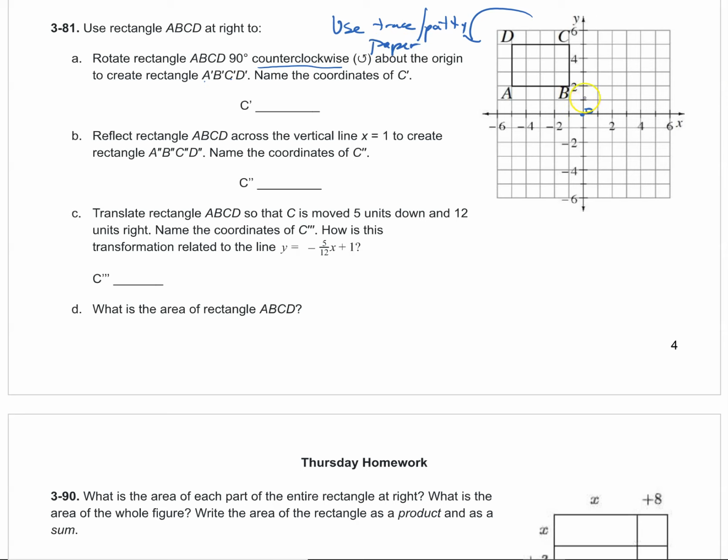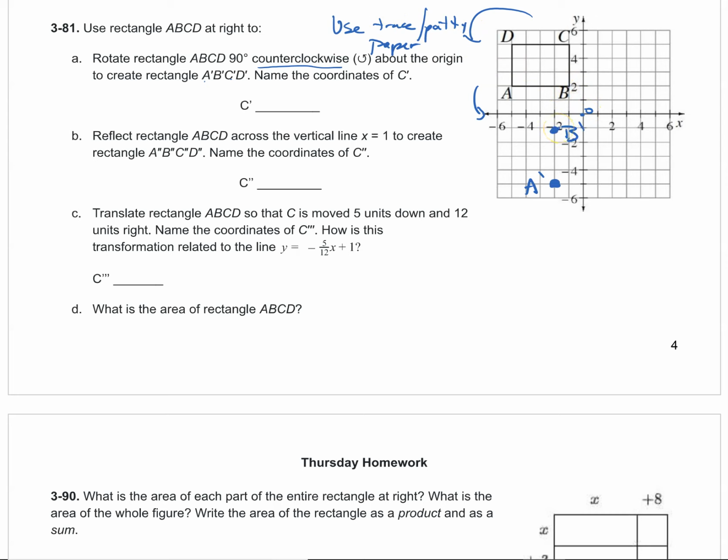Alright, so let's start in alphabetical order. A, we're using patty paper, we're coming this way, 90 degrees. So, what is our final result? That's going to be A prime. Same with B. We're using our trace paper, patty paper. I can't really demonstrate that on the screen.